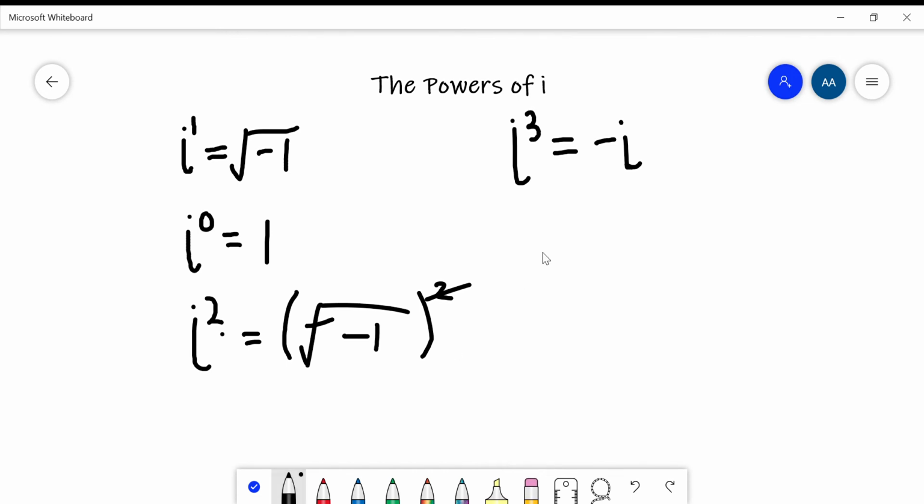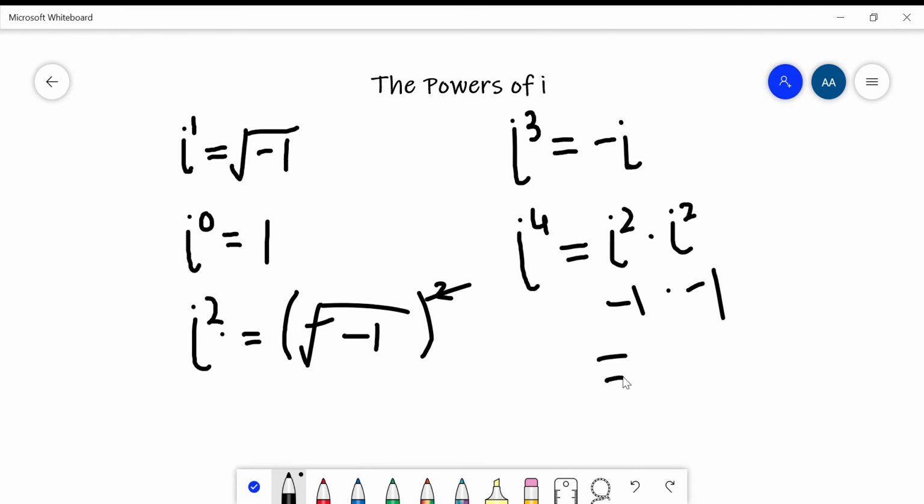And the last one that's worth knowing is i to the 4th. That is just going to be i squared twice. So you're going to do i squared times i squared. Or you could write out the whole thing, i times i times i times i. I squared we know is -1, multiplied again with -1. Two negatives make a positive, and we just have +1. So i to the 4th is 1.